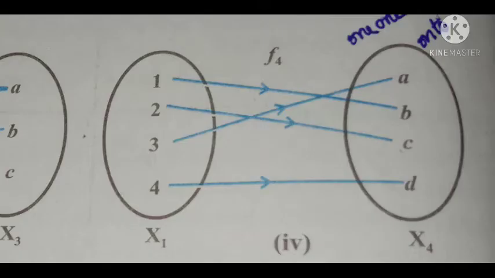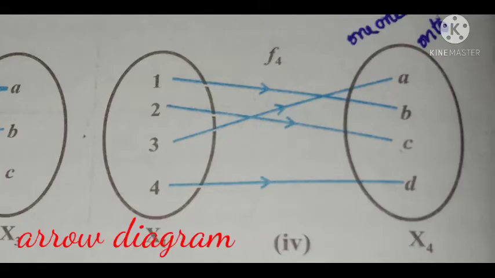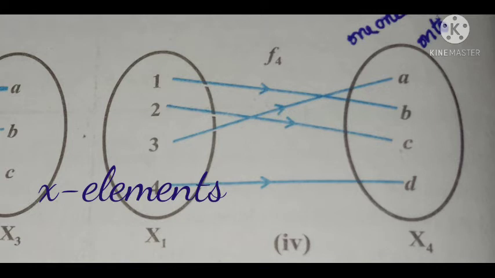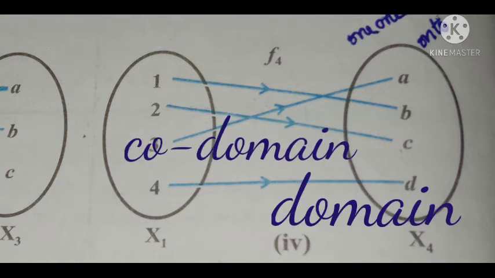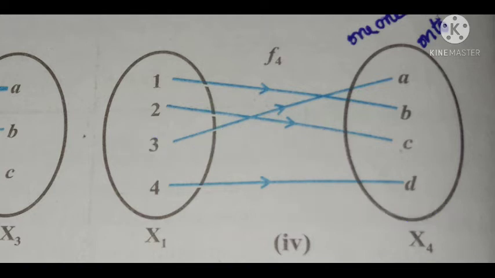Look at the diagram. This diagram is known as an arrow diagram. See, we have two sets, first set and second set. The first set's elements are known as X elements and the second set's elements are known as Y elements. Okay. So, first set is the domain and second set is known as the codomain. See the arrow marks from the domain to the codomain.